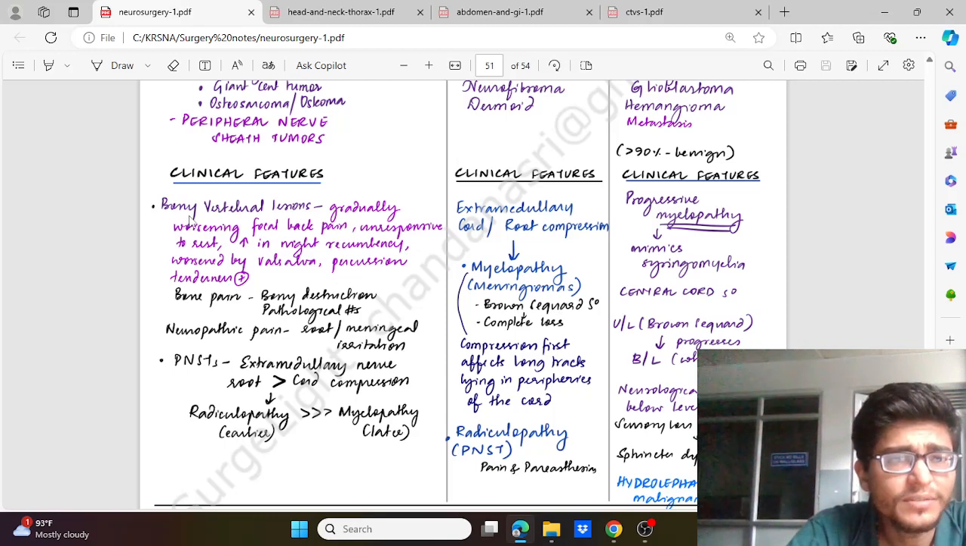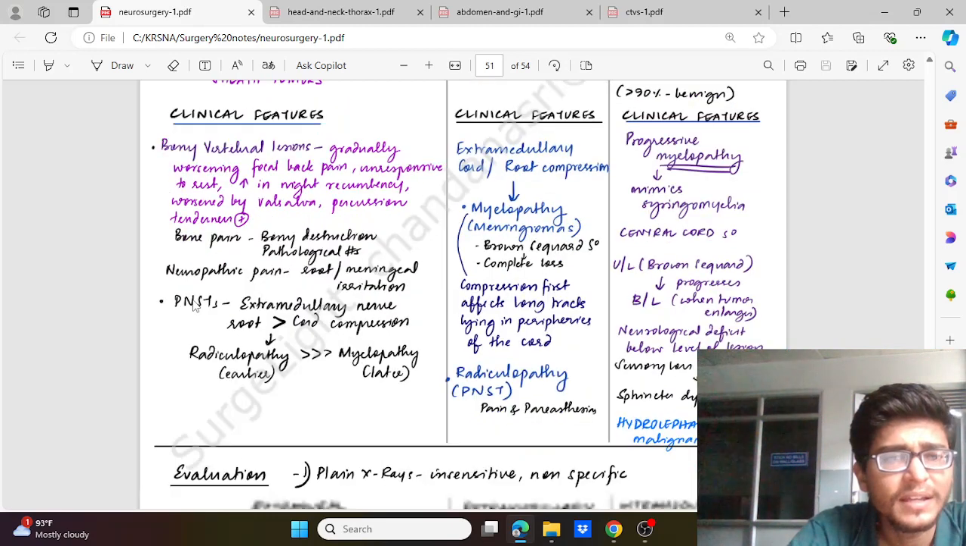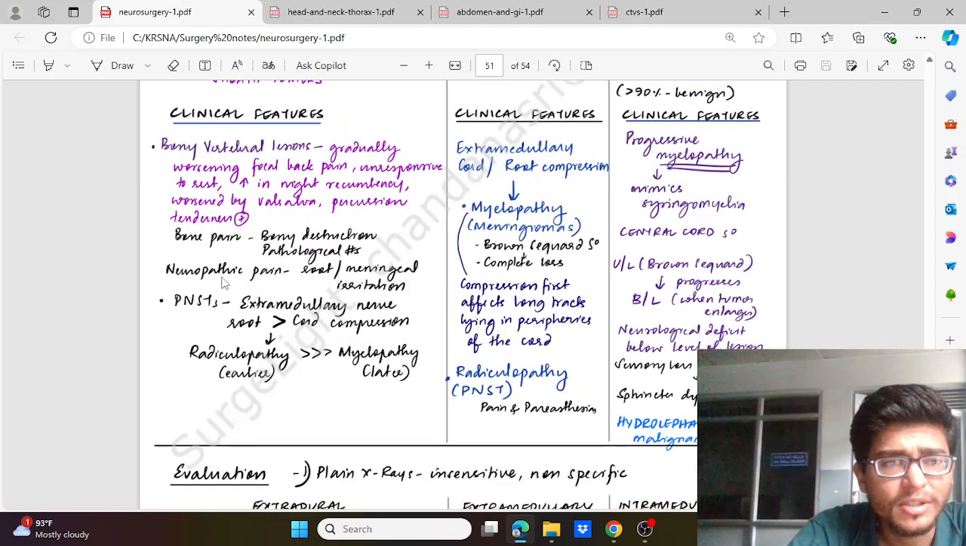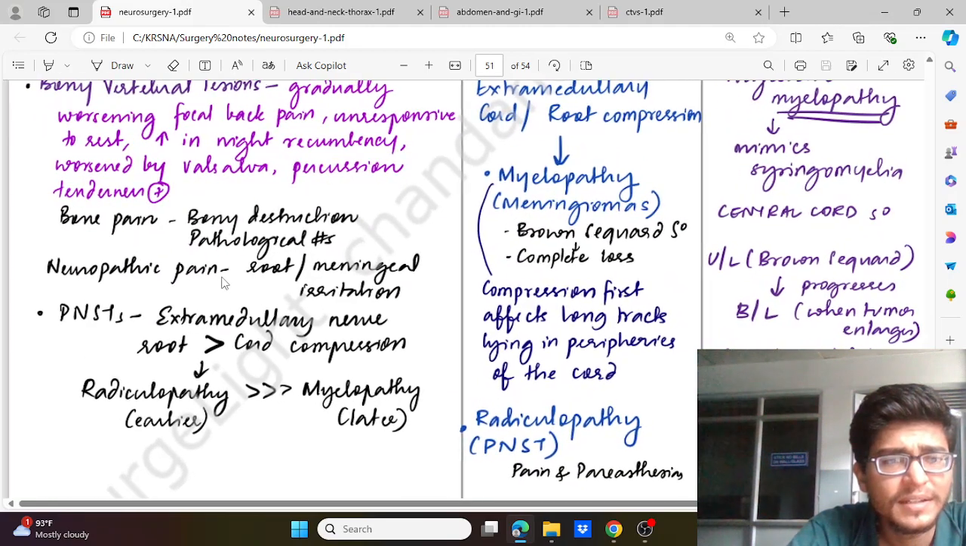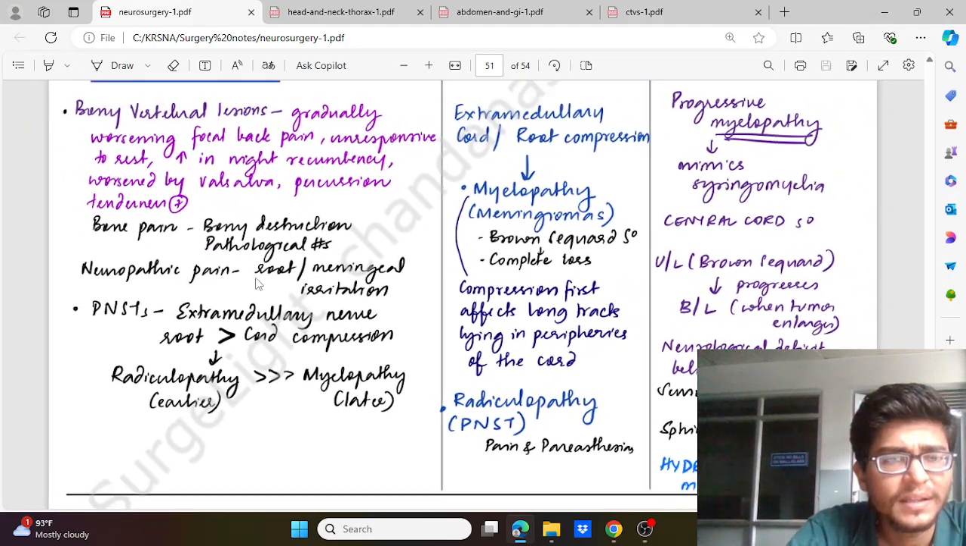What are the clinical features of these tumors? So in these there will be focal back pain which is gradually worsening and unresponsive to rest, increased during the night in the recumbent position and worsened by valsalva, percussion or tenderness. There will be bone pain, bone destruction and pathological fractures, neuropathic pain due to root or meningeal irritation. In peripheral nerve sheath tumors, there will be extramedullary root or cord compression causing radiculopathy followed by myelopathy.